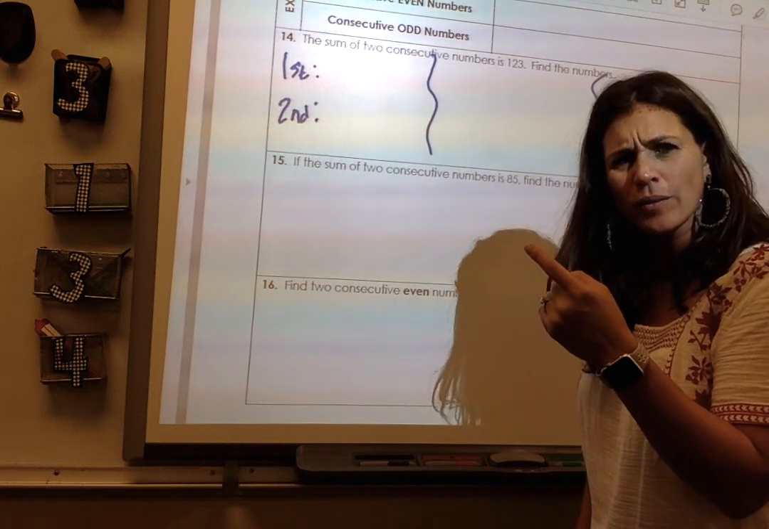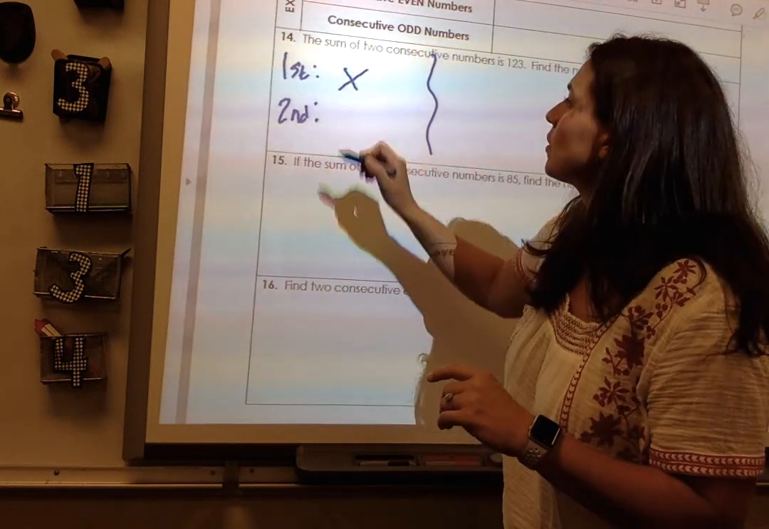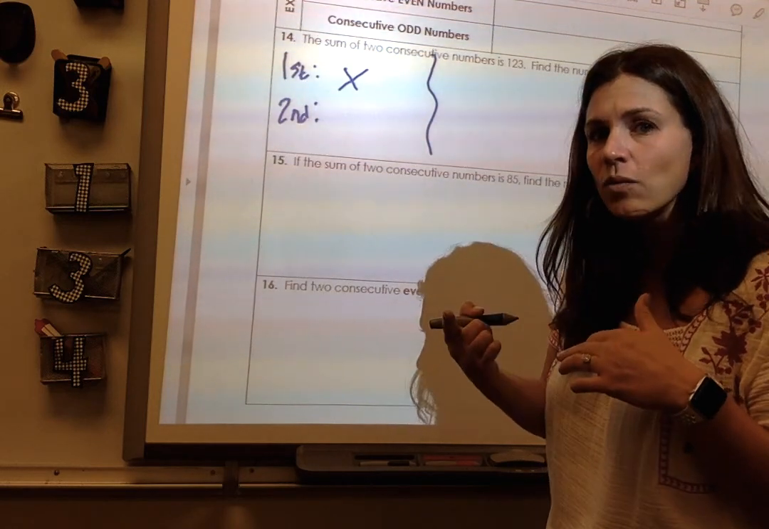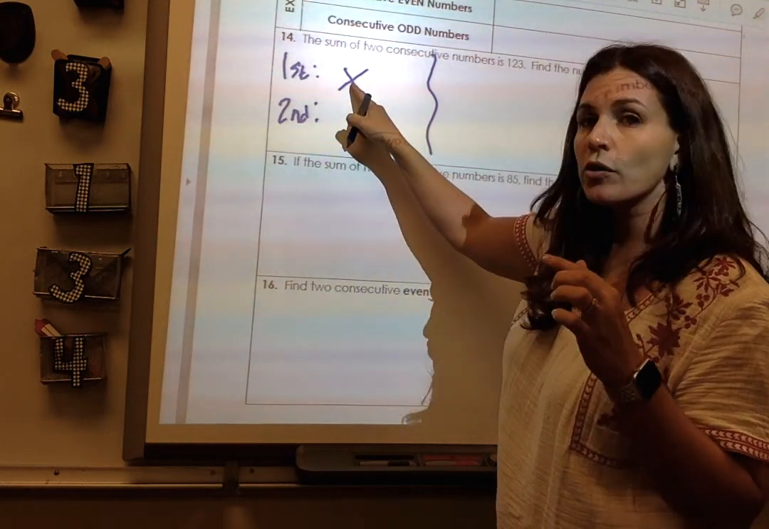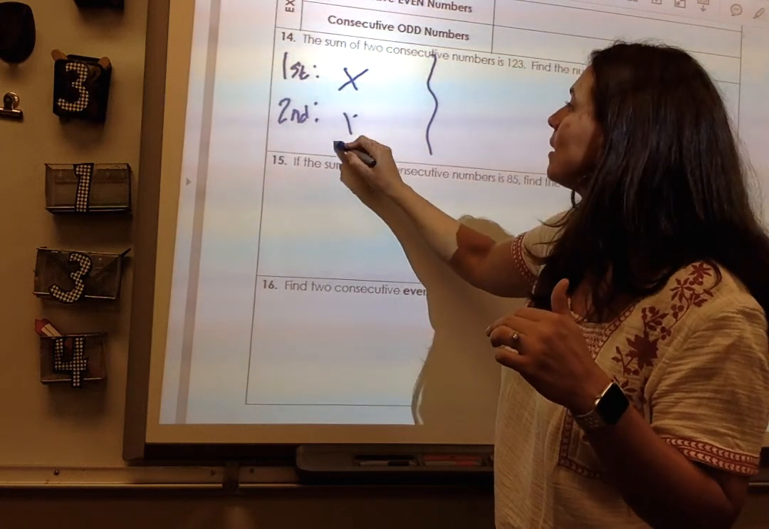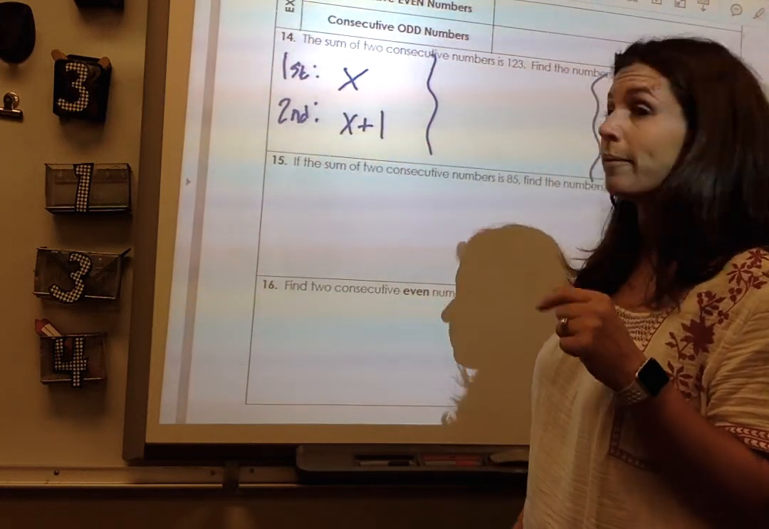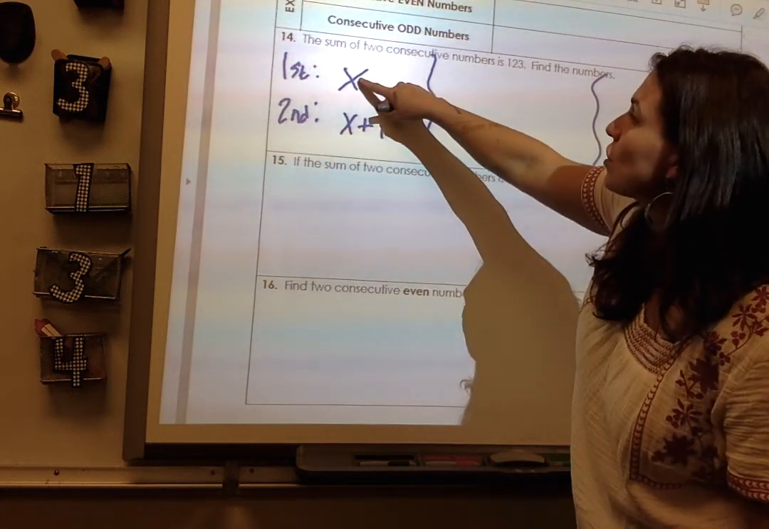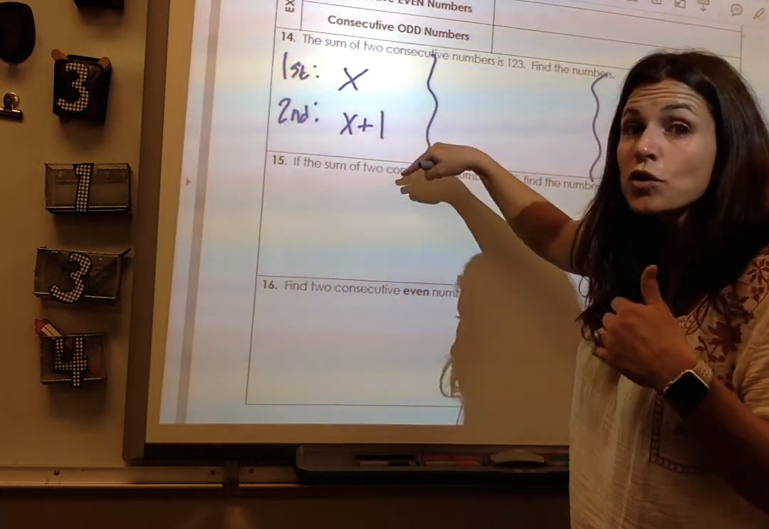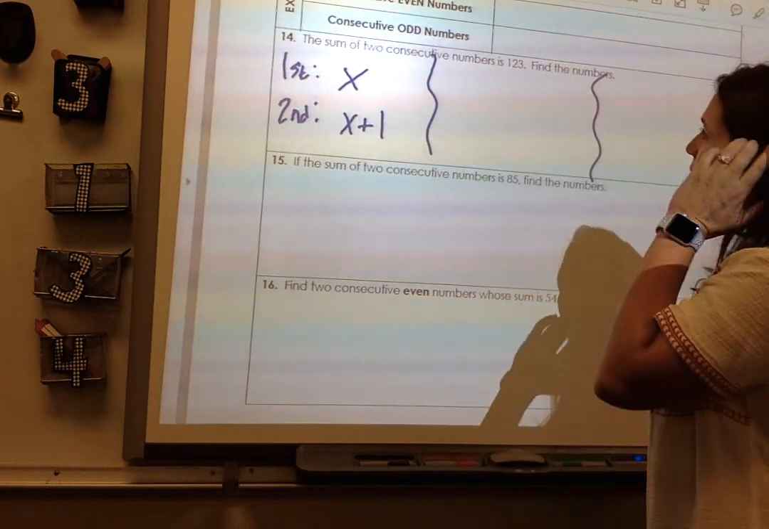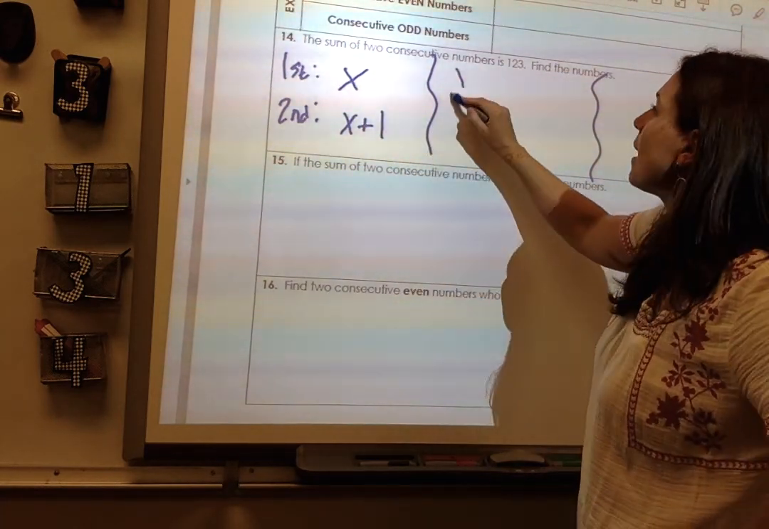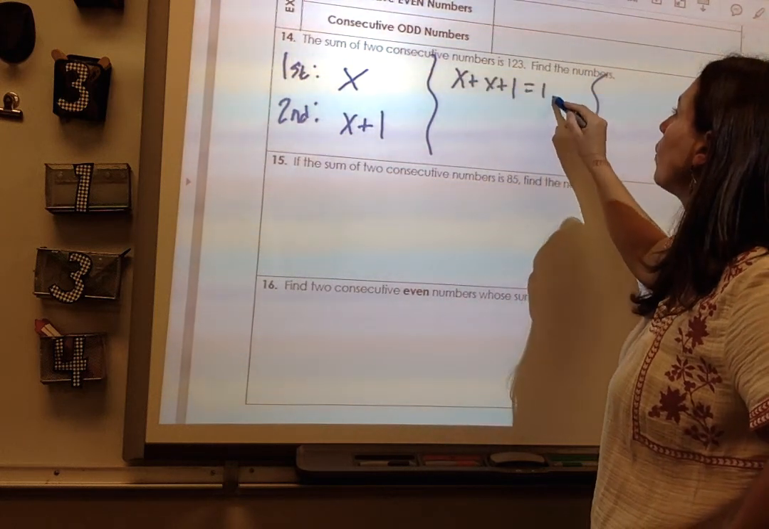Well, do I know the first one? No, I don't. So I'm going to call it X. The next one is just me adding 1. So if my first number is X, my second number is going to be X plus 1. Okay, because if that's 3, then the second number is 3 plus 1, which is 4, and that's consecutive. So now it says the sum is 123. So if I add these up, x plus x plus 1, I get 123.